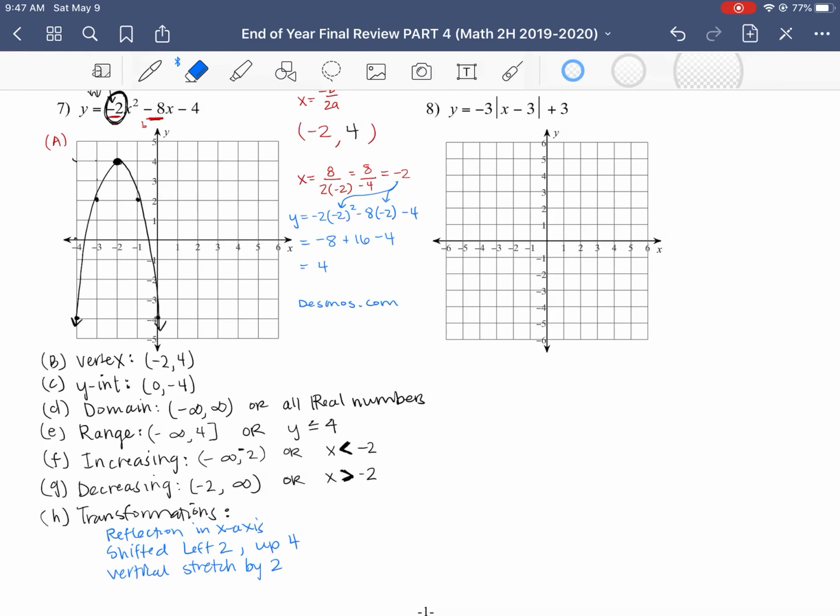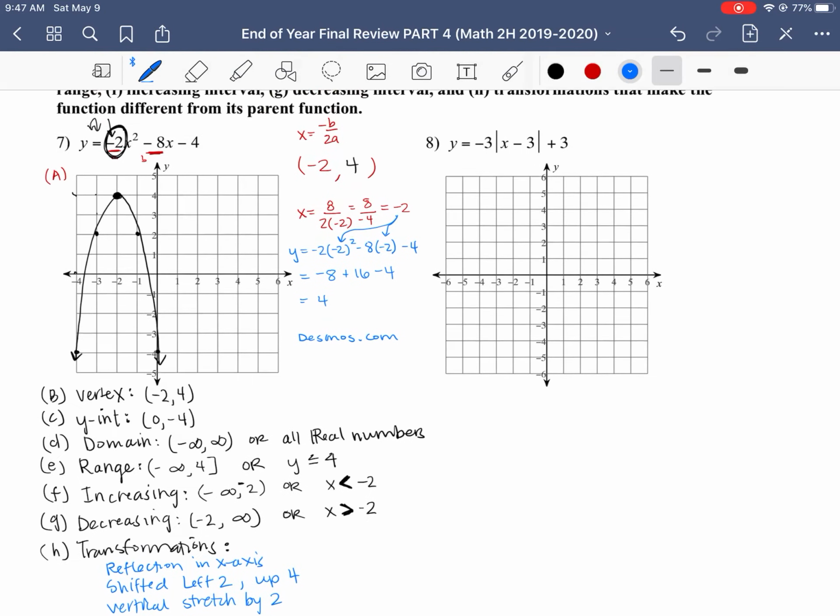Number 8, I'm just going to start by graphing that one, and then you can identify the features to finish it off. So number 8 is an absolute value function. Again, I know that it's going to be a v. This one is in vertex form, right? So we've got our h here and our k, and remember the vertex is always like the opposite of what we see there as h and then k.